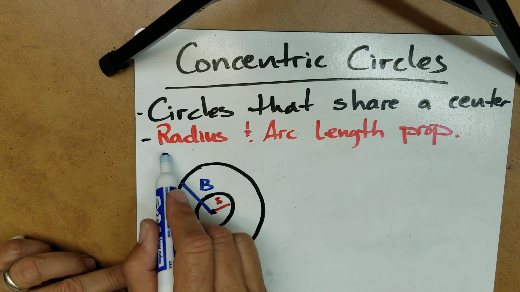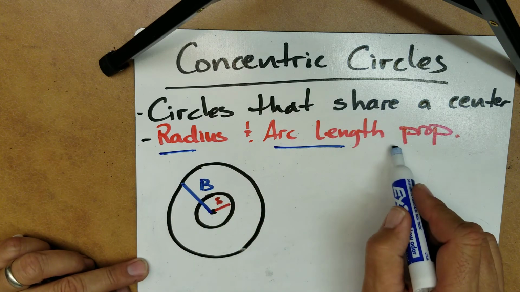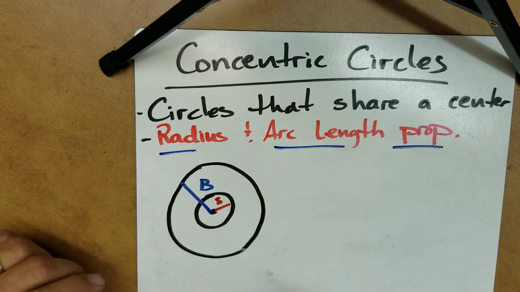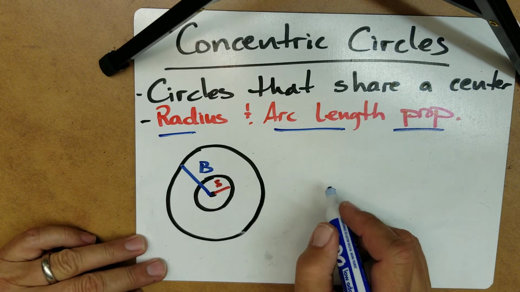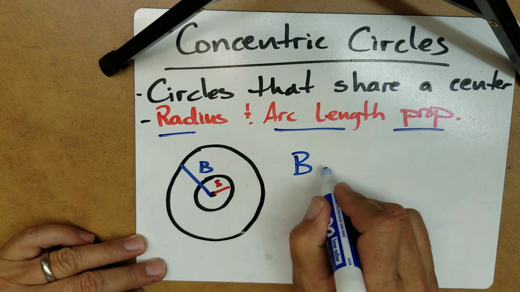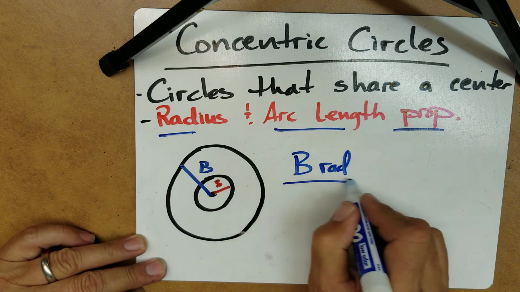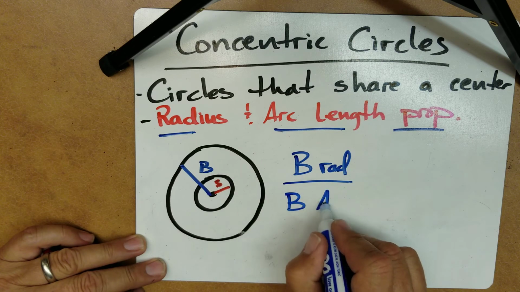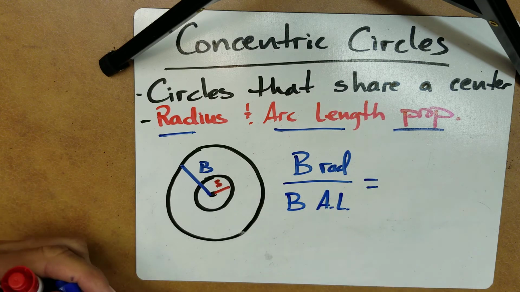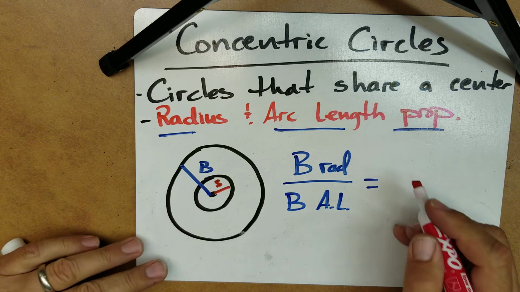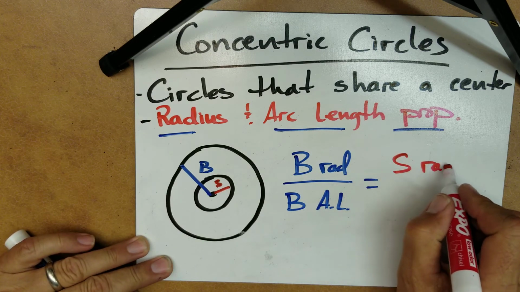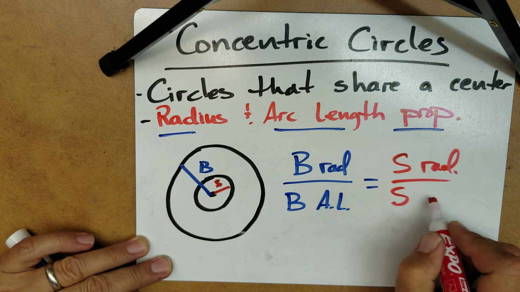Here's something important. The radius and arc length are proportional. What does that mean? It basically means this. The big radius compared to the big arc length is equal to the small radius and the small arc length.